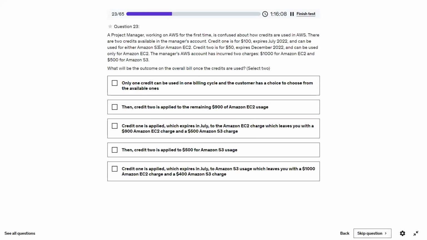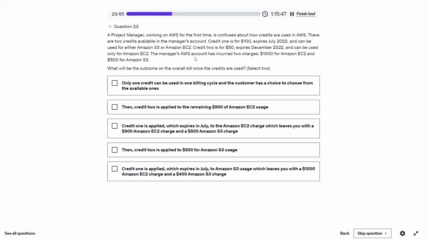A project manager working on AWS for the first time is confused about how credits are used in AWS. There are two credits available in the manager account. Credit one is $100, which is going to expire in July, and can be used for S3 and EC2. Credit two is $50 and expires in December. It can be used only for Amazon EC2.